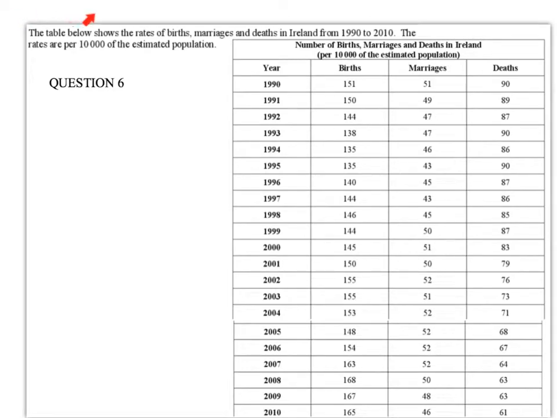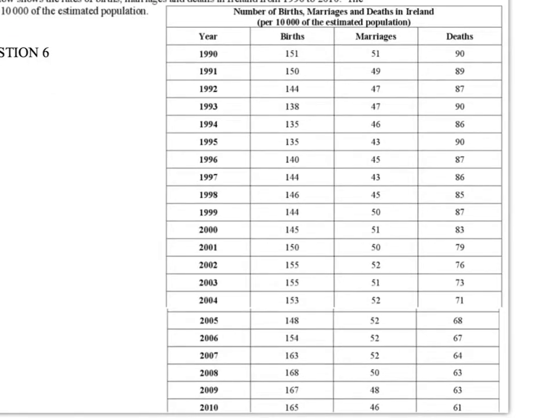The table below shows the rates of births, marriages and deaths in Ireland from 1990 to 2010. The rates are per 10,000 of the estimated population. So, for example, in the year 1990, there was 151 births per 10,000. There was 51 marriages per 10,000, and there was 90 deaths per 10,000.